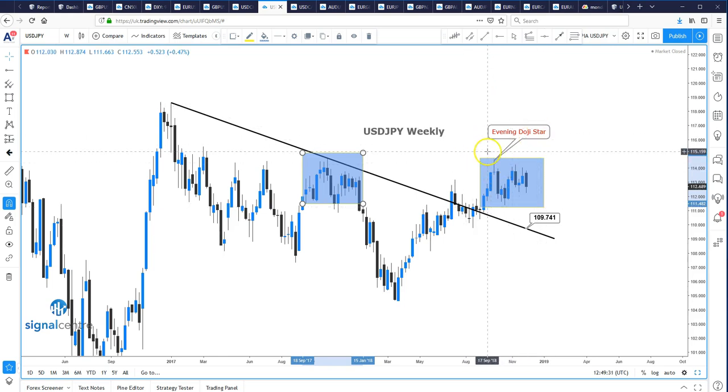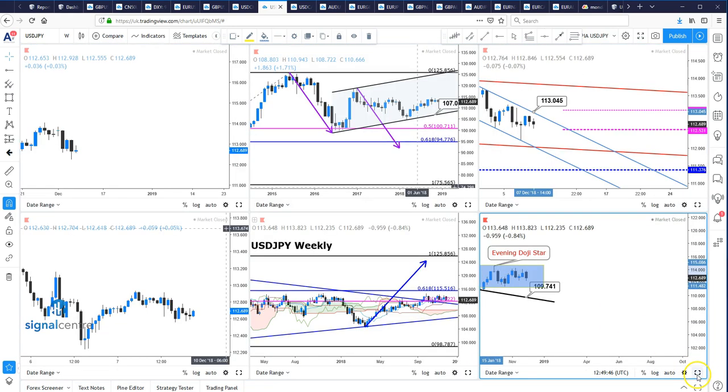We have got an evening doji star posted on the weekly chart, so as long as the high from this formation holds, which is at 114.55, then the bias is still to the downside, but I believe we're going to see quite a prolonged period of consolidation here.